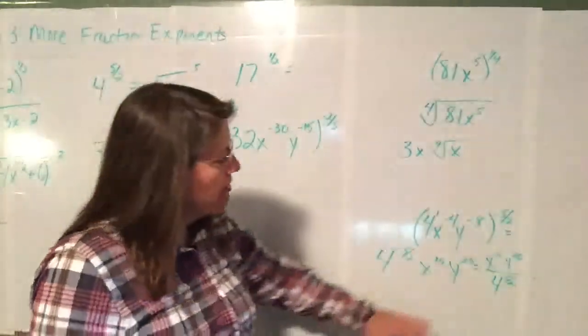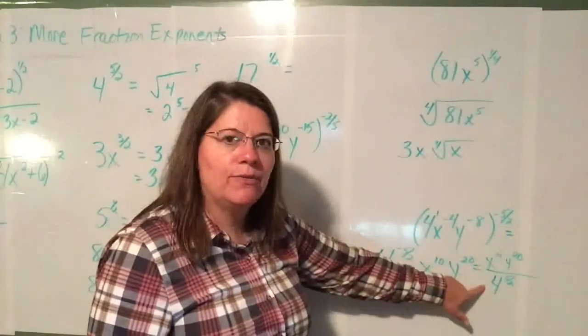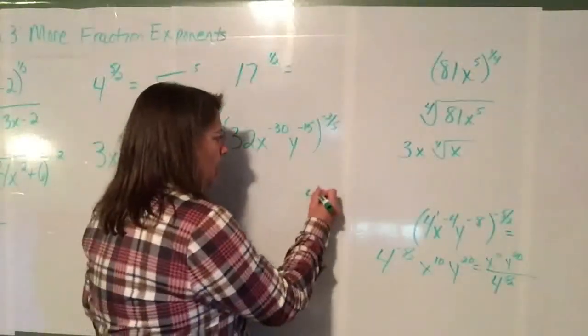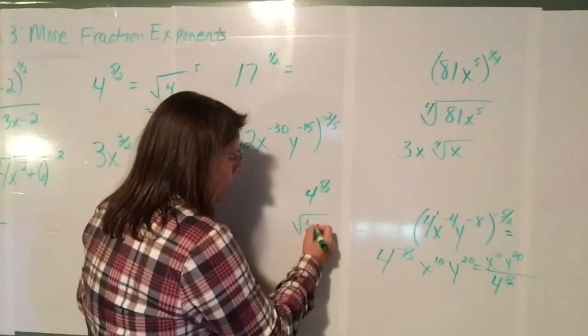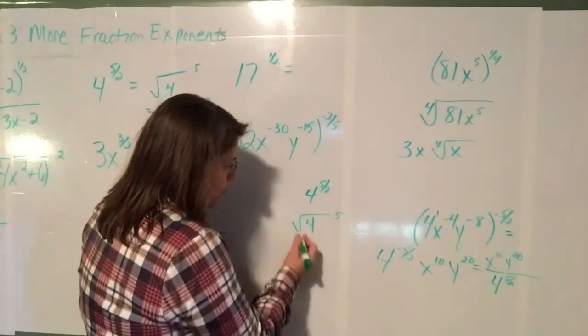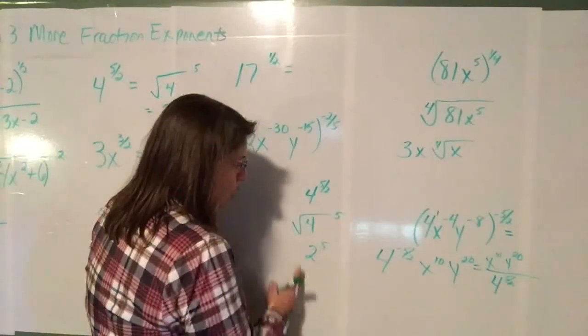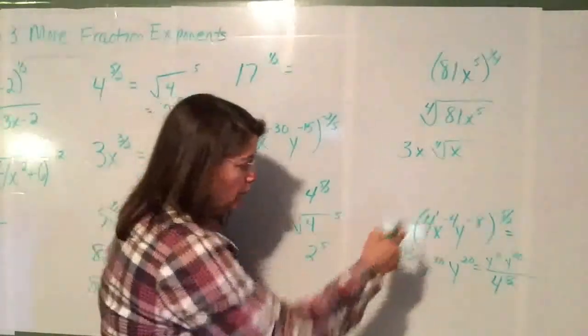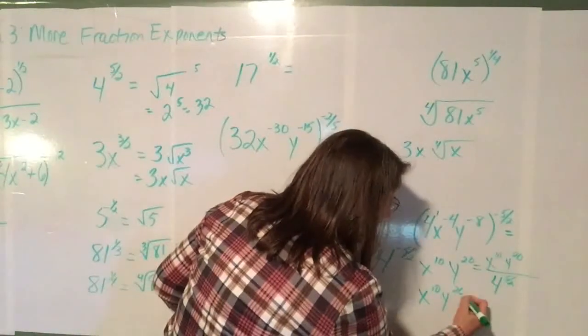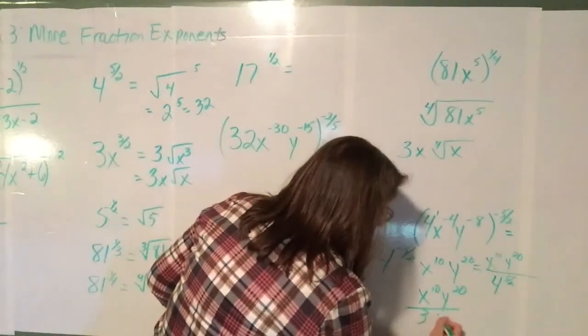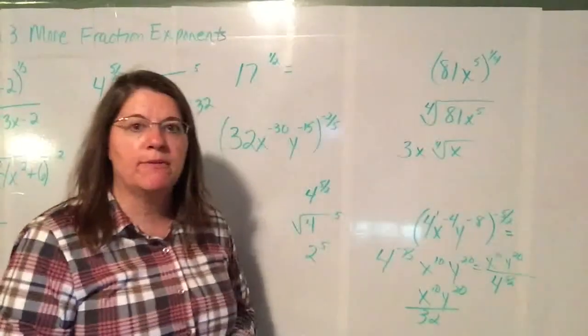And then you need to pay attention to that 4 to the 5 halves. Let's think about what that is. 4 to the 5 halves. Well, isn't that the same thing as the square root of 4 to the 5th, which would be 2 to the 5th, or 32? So here on the bottom, the top was x to the 10th, y to the 20th. The bottom is 32, to simplify that completely.